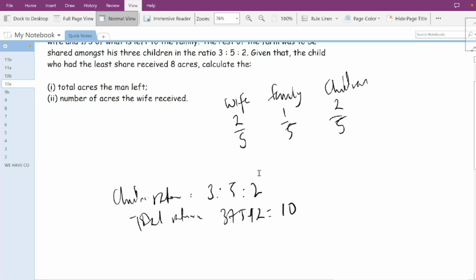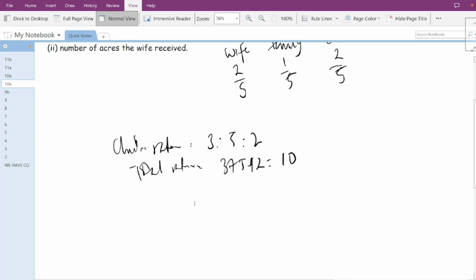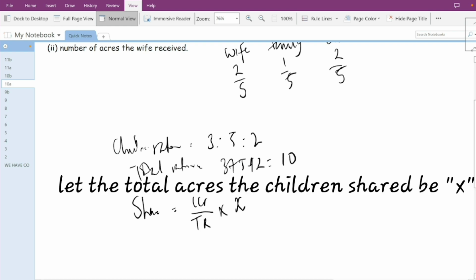For us to get the total number of acres the children shared using the one that received the least, normally when we're looking for the value of what the least child got, it has ratio 2. We'll do 2, that's the ratio of that child, over the total ratio times the acres of land they shared, would equal what the child received. Now we've been given what the child received. We're going to use it to get the total number of acres the children shared. So we have the share of the least child equals the least child's ratio over total ratio times the total number of acres the children shared.